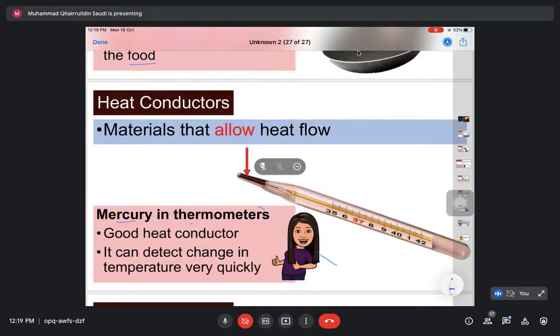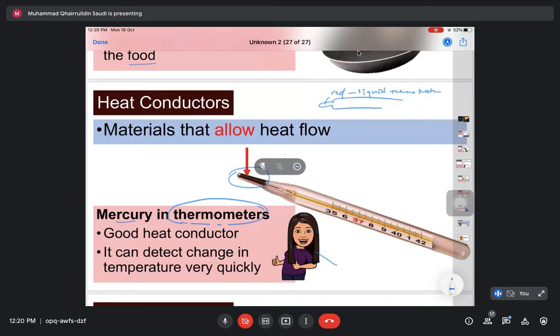Another one is mercury. Mercury in thermometer. Our thermometer ada dua jenis, two types of thermometer. This is mercury thermometer. Another one, kalau yang kat hujung tu warna red, itu adalah liquid thermometer. Maksudnya dekat bawah tu adalah liquid lah, red liquid thermometer. This one is mercury thermometer.